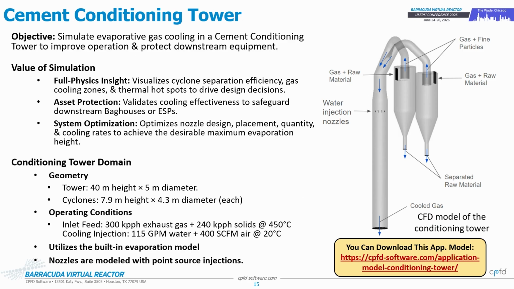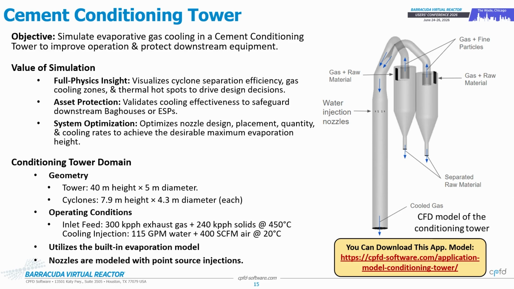This schematic you see here is the CFD model. So we have gases and raw material coming in. This is the hot flue gases. The raw material gets separated out in the cyclone and is collected at the bottom. And the hot flue gases with the entrained fines enter the gas conditioning tower, where we have defined some injection nozzles. We're not actually modeling the nozzles, but they are modeled as point source injections. So it has a specified water flow rate and atomizing air, and that will cool down these gases to some desired temperature.